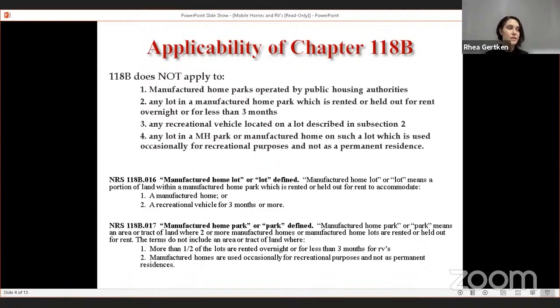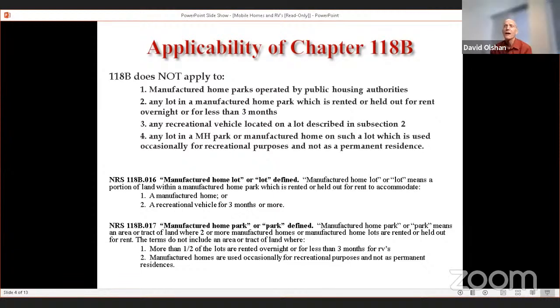All right, and then those definitions are also in 118B. And again, if more than half the lots are rented out for less than 3 months for RVs, then you're not a manufactured home park. Or that area, I guess, is not.